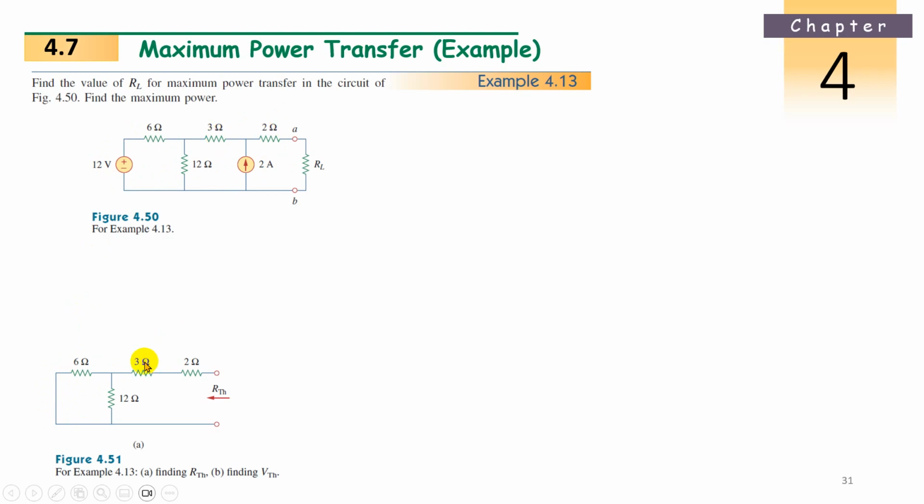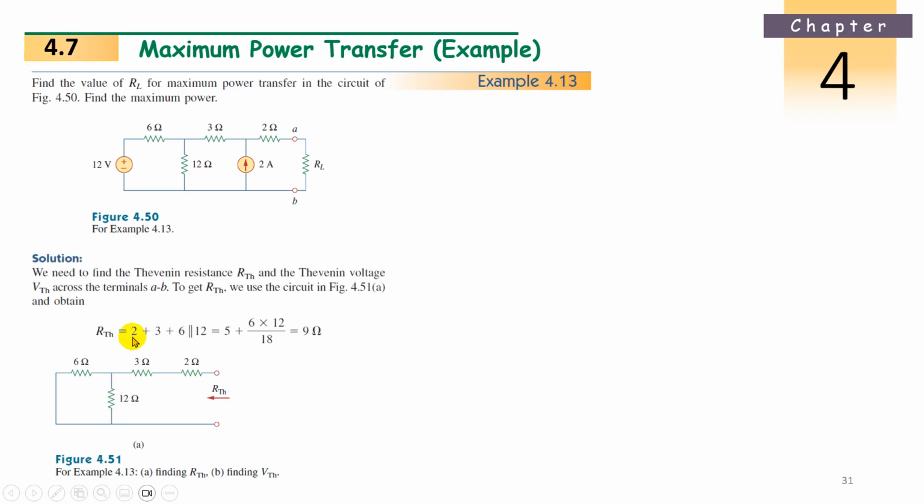So these 3 ohms and 2 ohms will be in series. Then whatever the result from 6 ohms and 12 ohms in parallel, these 3 will be in series. That parallel combination is 6 ohms times 12 ohms divided by 18, which becomes 4. So 4 plus 3 plus 2 is 6, 7, 8, 9 ohms. So 9 ohms is the R Thevenin.